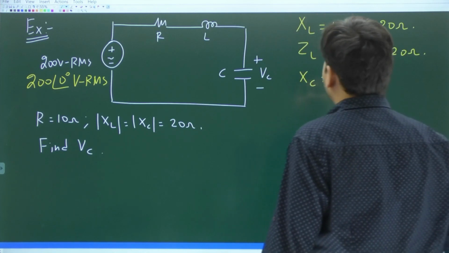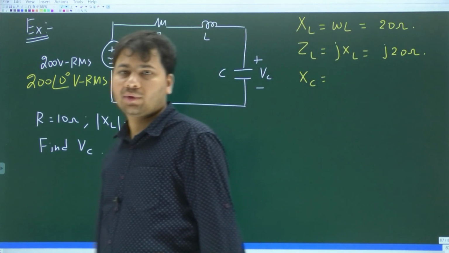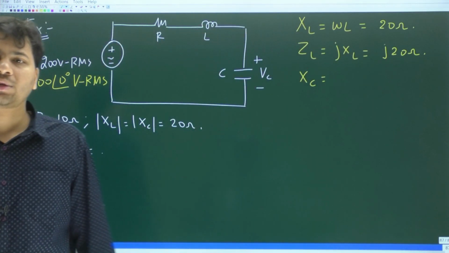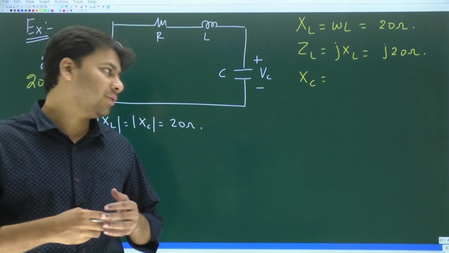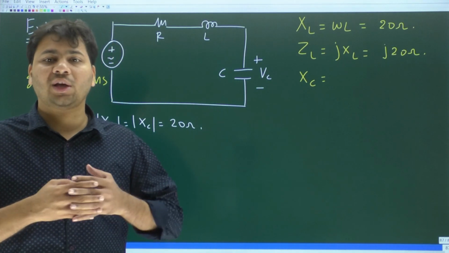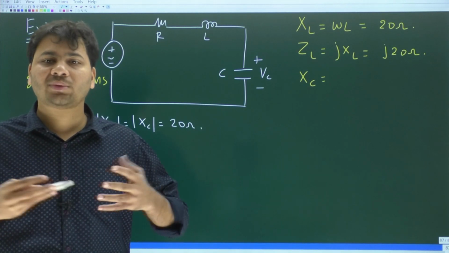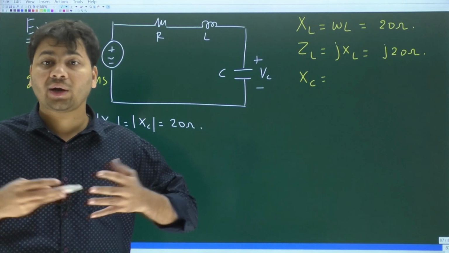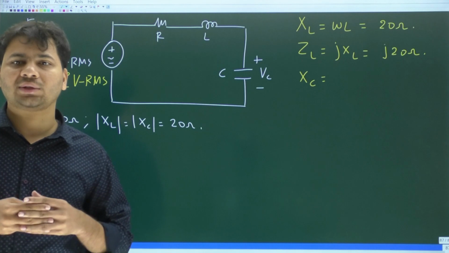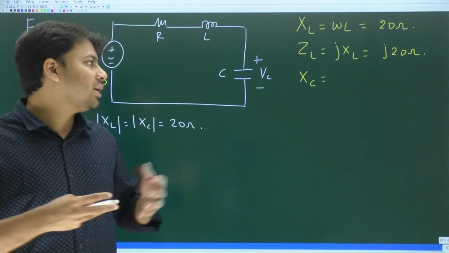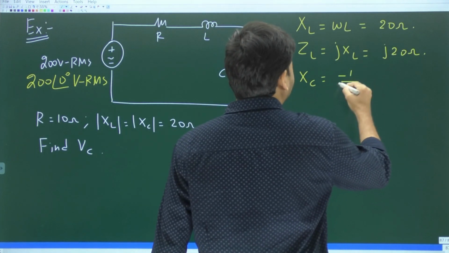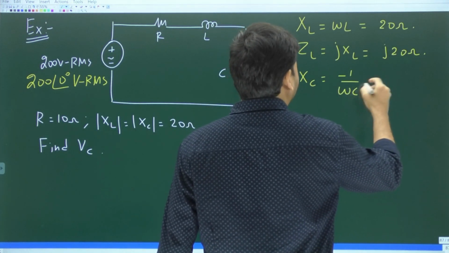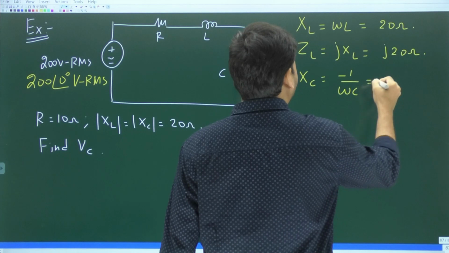And what about XC, the capacitive reactance? What is the impedance of a capacitor? 1 by j omega C, which is the same as j times minus 1 by omega C. That minus 1 by omega C is what is called the capacitive reactance. So XC is always negative and equal to minus 1 by omega C.